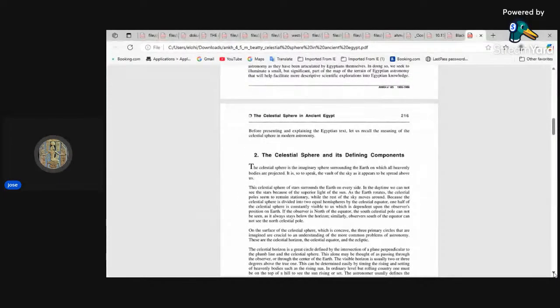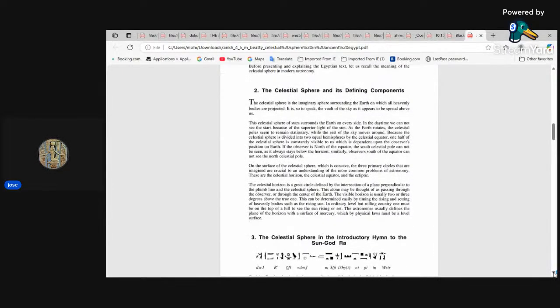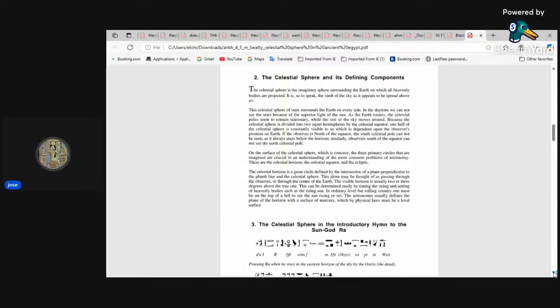Before presenting and explaining the Egyptian text, let us recall the meaning of the celestial sphere in modern astronomy. The celestial sphere and its defining components. The celestial sphere is the imaginary sphere surrounding the earth onto which all heavenly bodies are projected. It is, so to speak, the vault of the sky as it appears to be spread above us. The celestial sphere of stars surrounds the earth on every side.